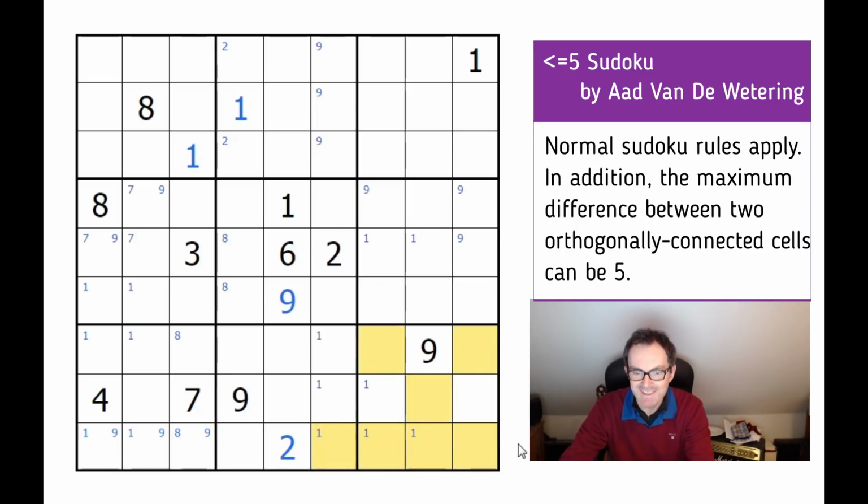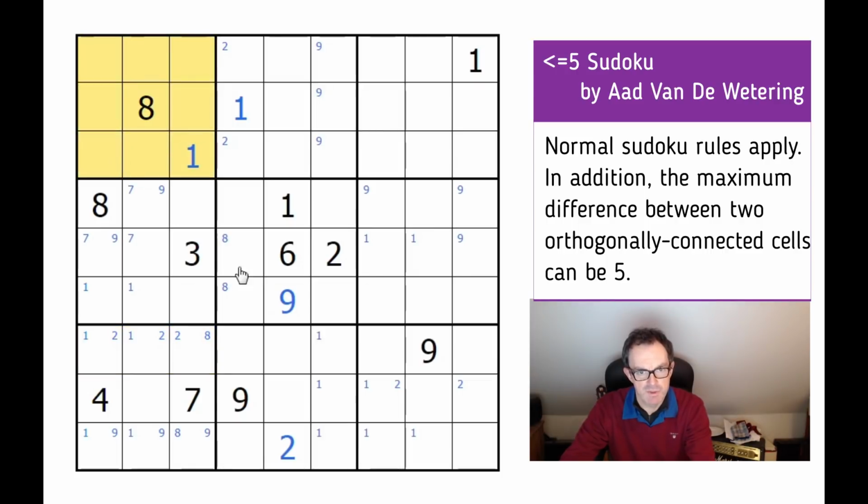Twos can't go next to 9s again. So there's a 2 in one of those 2 squares. So that means 2 can go next to 7. So I have to be a bit careful there. So the 2 is up. It's in one of these 3 squares here.